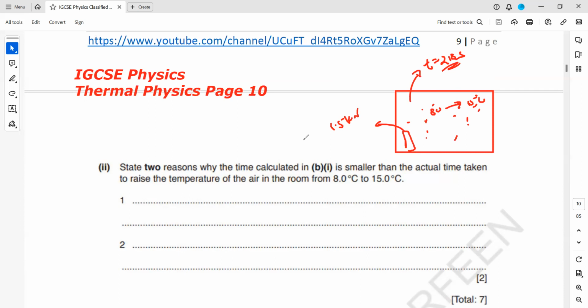But they're asking why, practically, the time calculated is smaller than the actual time. Practically, it will take a much longer duration to increase the temperature from 8 to 15. It will take much longer, more than 218 seconds, to increase the temperature. So what might be a reason? What do you think about the reason?